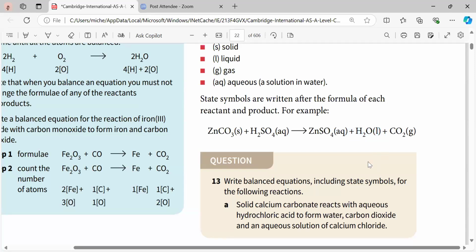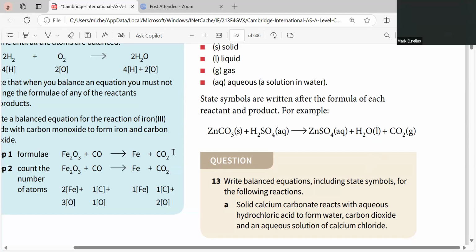Most reactions that you will encounter in high school are aqueous, and rarely liquid. Liquid is basically the pure form and aqueous is the solution form. So I hope that answers your question.